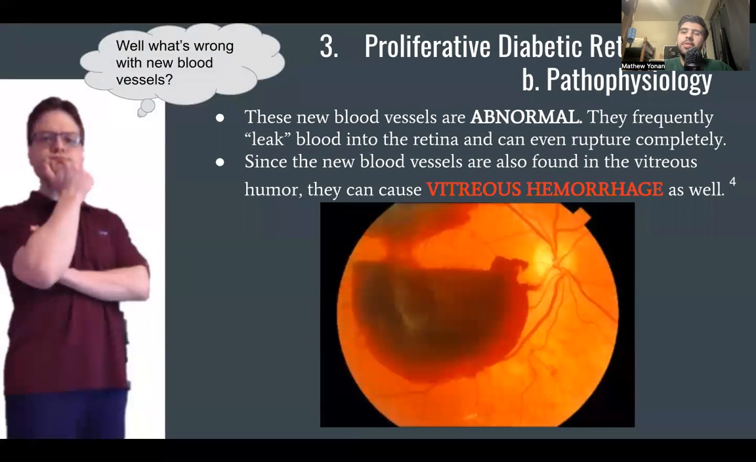What's wrong with new blood vessels? So here's another slide of pathophysiology. These new blood vessels are abnormal. We create abnormal blood vessels to fight against the hypoxia. And so these blood vessels frequently leak blood into the retina, and they can even rupture completely. They're poor quality, weak blood vessels, right? And since these new blood vessels are also found in the vitreous humor, they can cause vitreous hemorrhage as well. And look at that damage. You can tell that's in front of the retina. Just terrible, right?